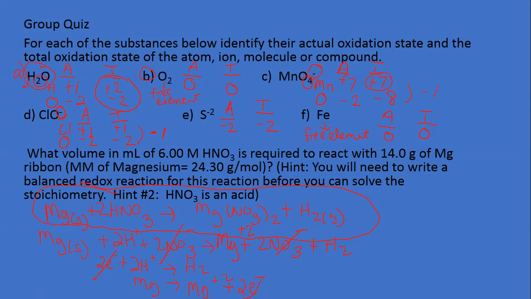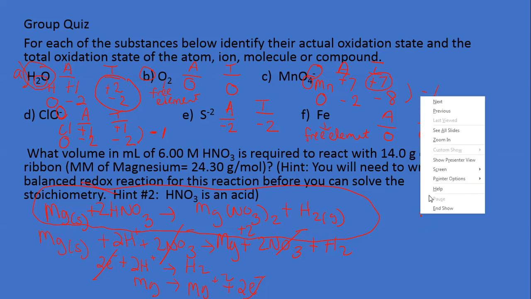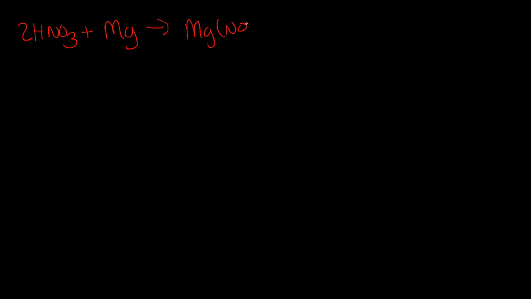So we could really just do the math. In order to do that, I'm going to move to a black screen so that you can see it more clearly. All right, let's get started. Remember we had 2HNO3 plus magnesium yielding magnesium nitrate plus H2. We were told that we had 14 grams of magnesium, and the molarity of our nitric acid was 6 molar. The question is, what is the volume in milliliters that we're going to use?